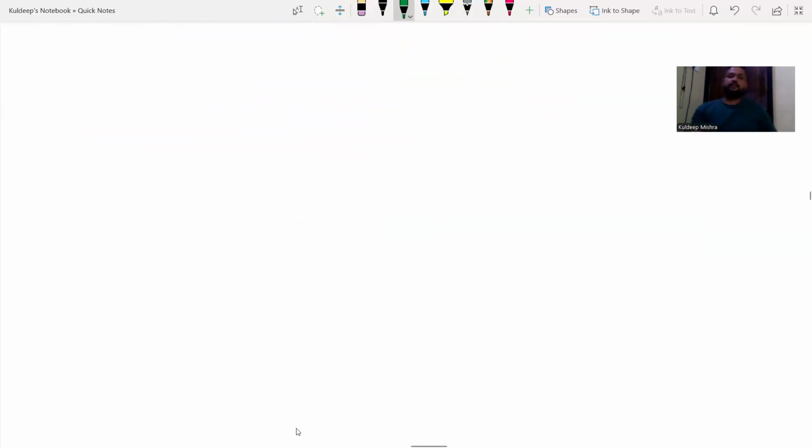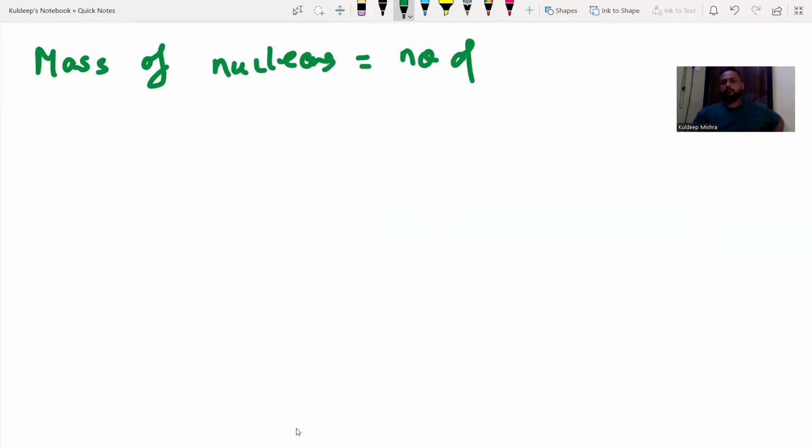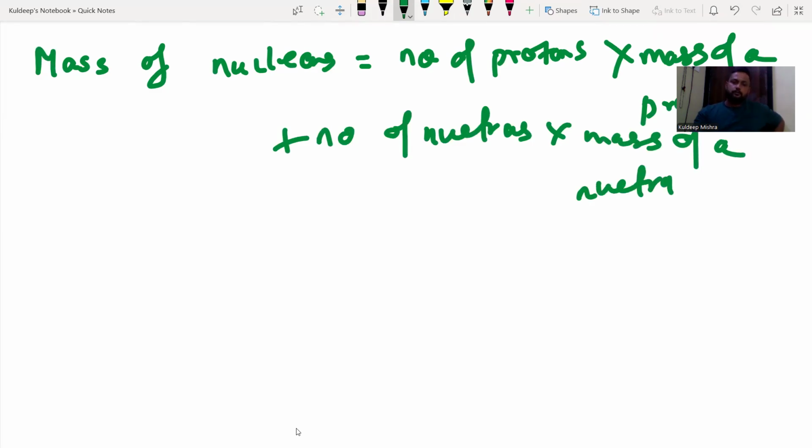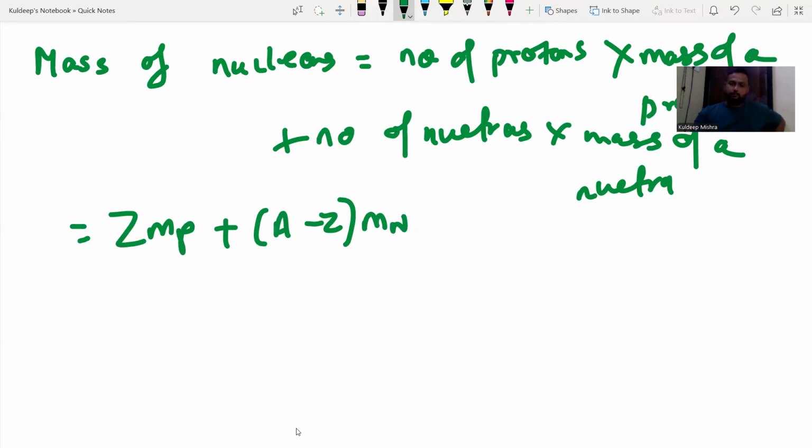Here if we calculate the mass of nucleons, it should be the number of protons times the mass of a proton, plus the number of neutrons times the mass of a neutron. So I can write this as Z times mass of proton plus (A minus Z) times mass of neutron, because Z is the number of protons and this we proved is the number of neutrons.